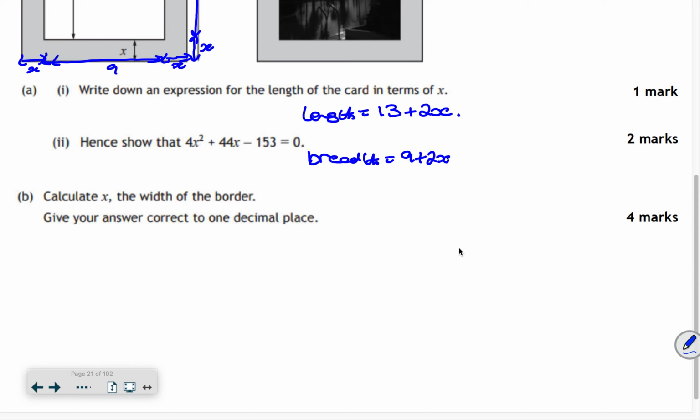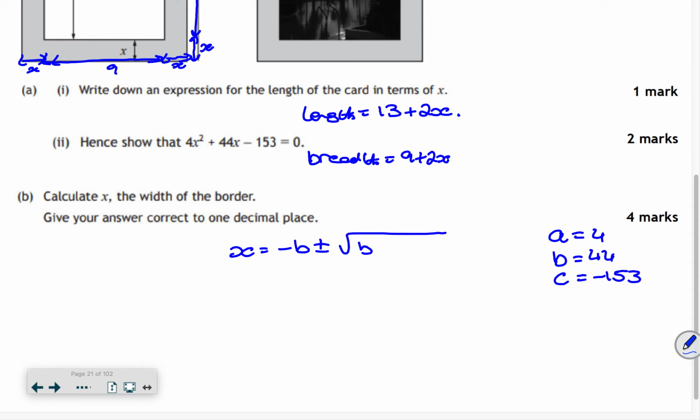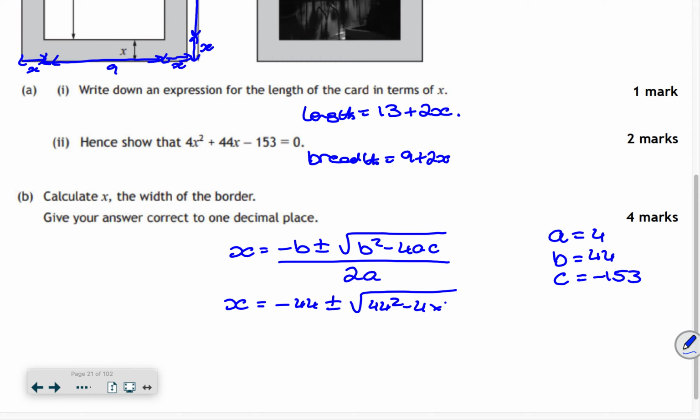Let's write down our values of a, b, and c first of all. So a is equal to 4, b is equal to 44, c is equal to minus 153. So x is equal to minus b plus or minus the square root of b squared minus 4ac all over 2a. So x is equal to minus 44 plus or minus the square root of 44 squared minus 4 times 4 times minus 153 all over 2 times 4.